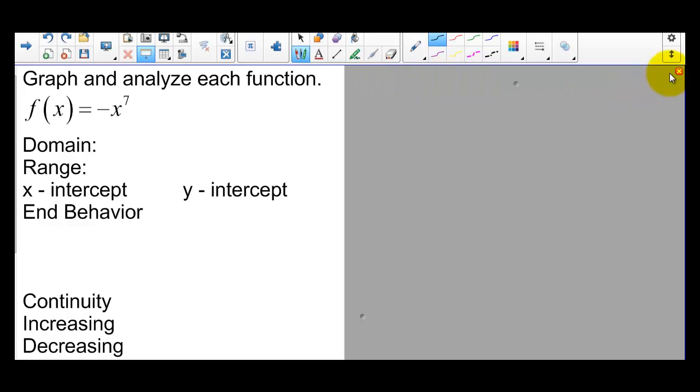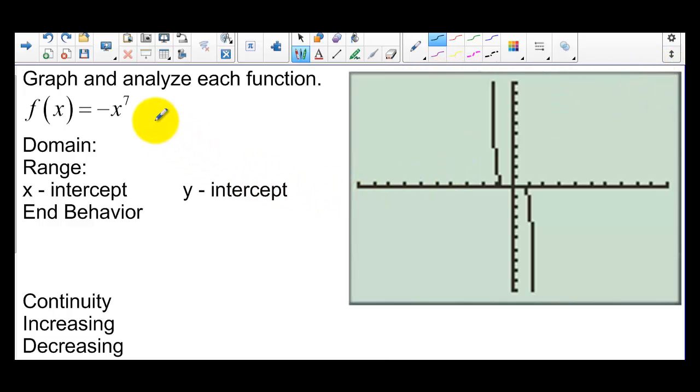Graph and analyze each function. So we take our graphing calculator, we graph it. We have negative x to the 7th. The domain, all reals, negative infinity to infinity. Range is the same. There's no places where we can't count an x value and we can't count a y value. X-intercept is 0, the y-intercept is 0. So this function goes through the origin.